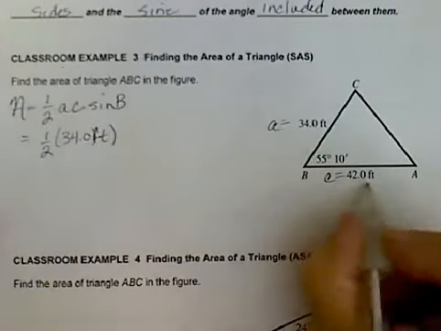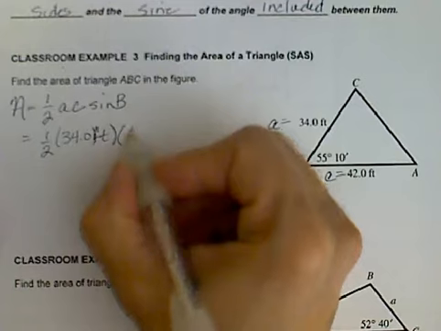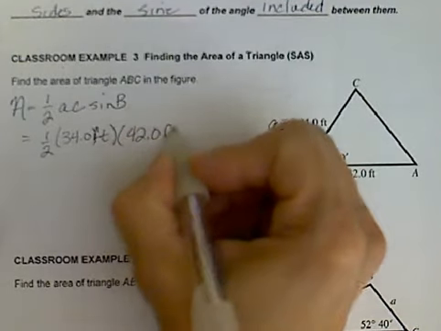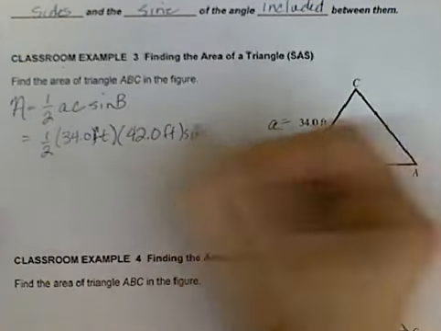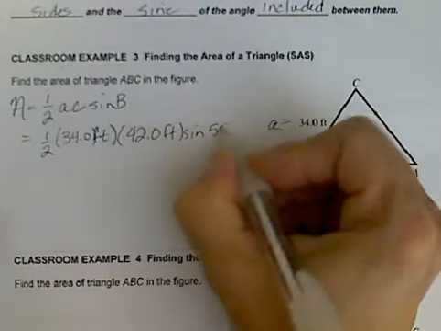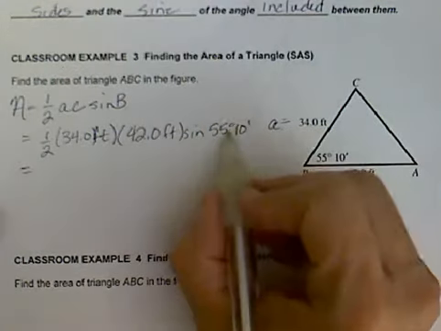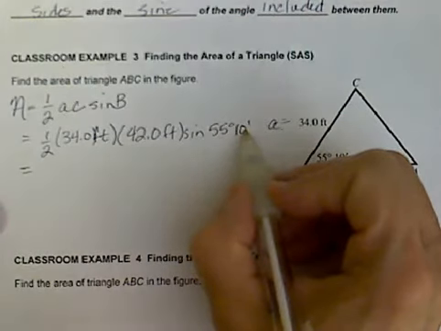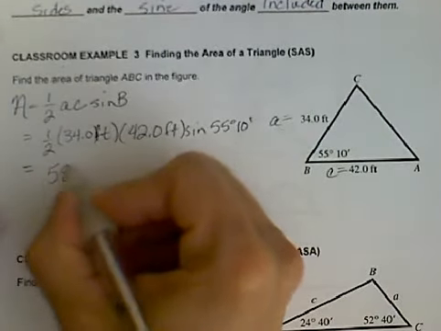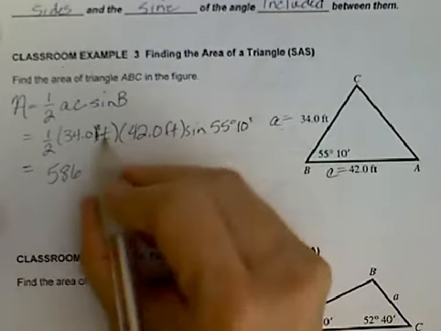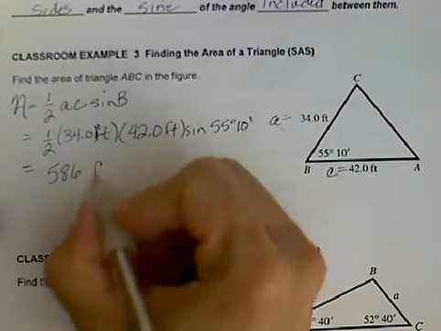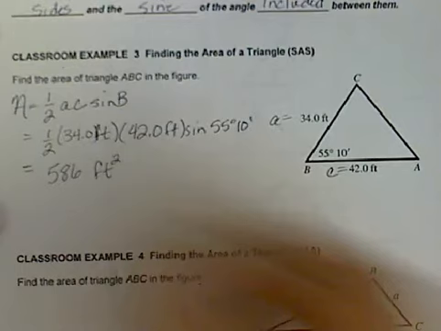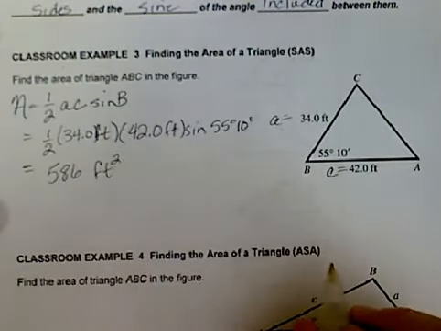I'm going to go ahead and put the units in here. This is 42.0 feet, and then the sine of 55 degrees 10 minutes. To get degrees and minutes on your calculator, you have to use that angle menu. If we work all this out, this is going to come out to be 586, and since we had feet times feet here, the units end up being square feet or feet squared.